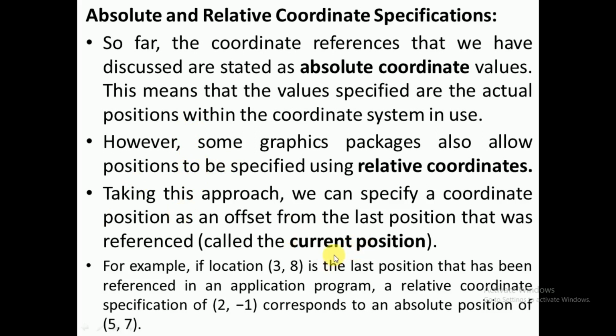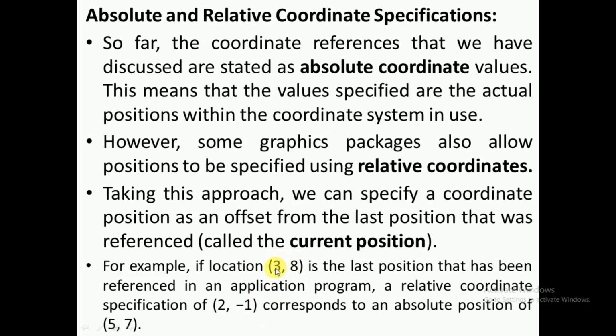But in the relative coordinate system, assume that you have already referred to 3, 8, and now you want 5, 7. In the absolute coordinate system, whenever you want 3, 8 you give 3, 8, and whenever you want 5, 7 you give 5, 7. But in the relative coordinate system, since you are already at 3, 8, when you want to move to 5, 7, instead of giving 5, 7, I will give 2, minus 1. This is the offset from the currently used position.